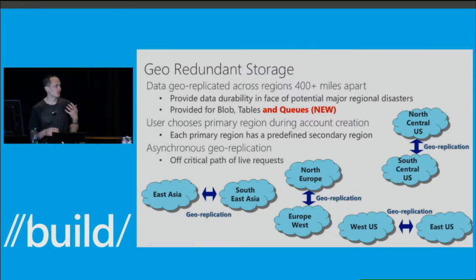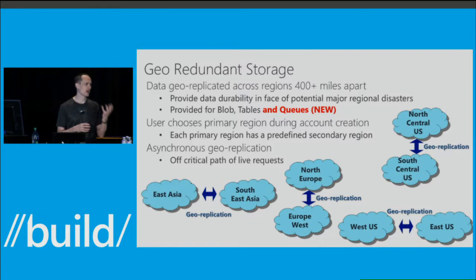And when you actually write, your data is written into the primary region, and your reads go there right now. And then we asynchronously, off the critical path, replicate your data to the secondary region.